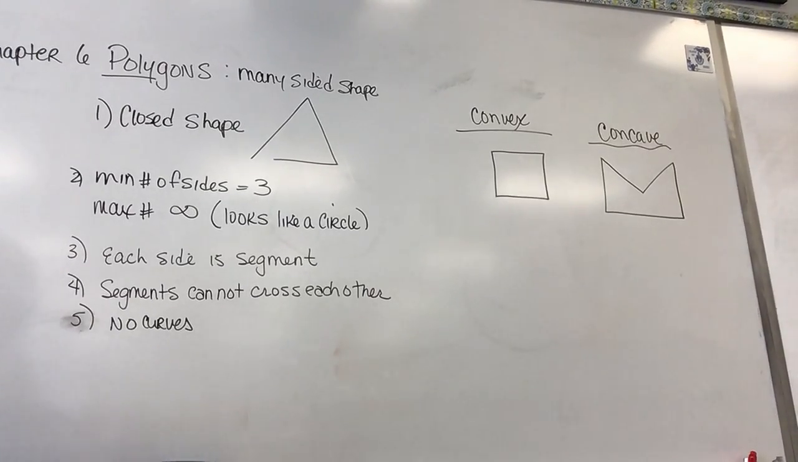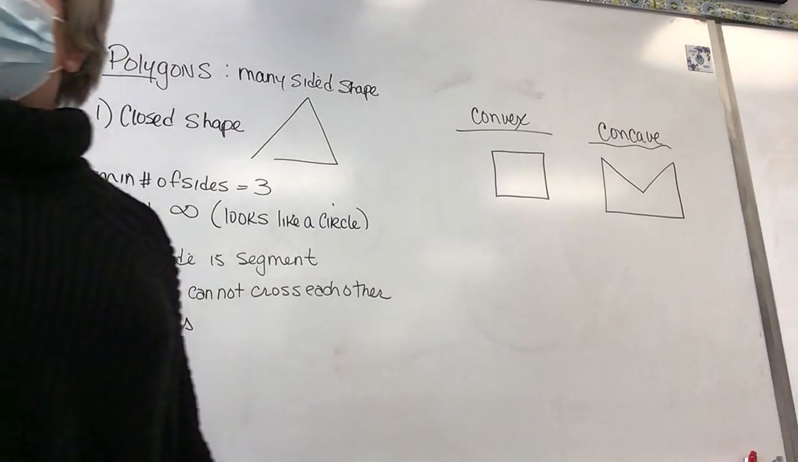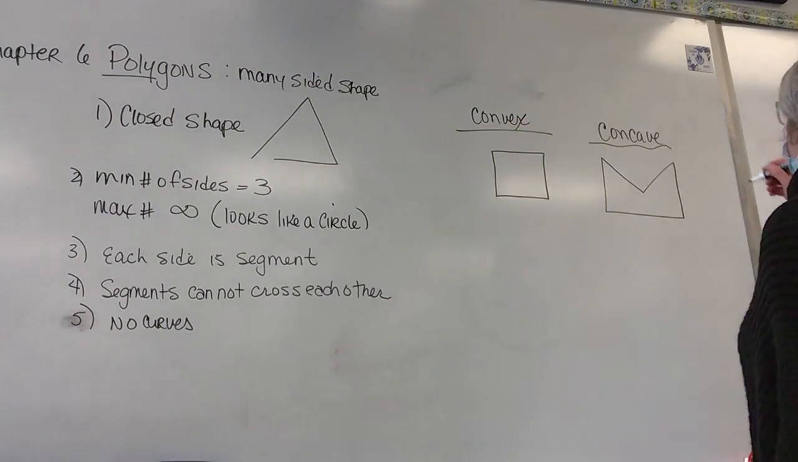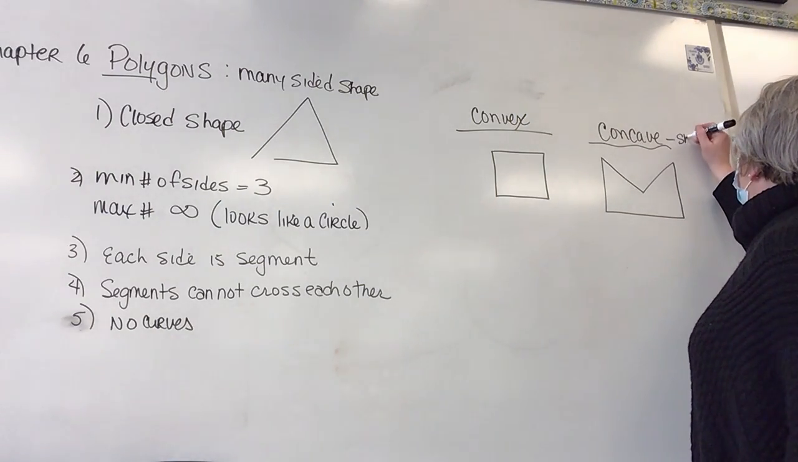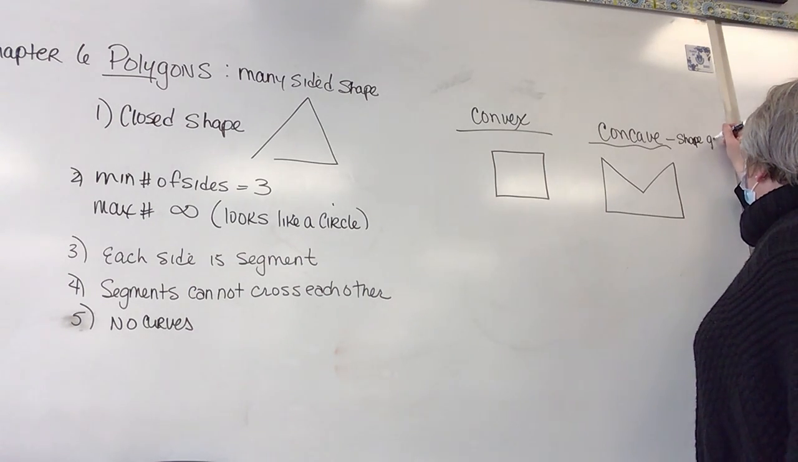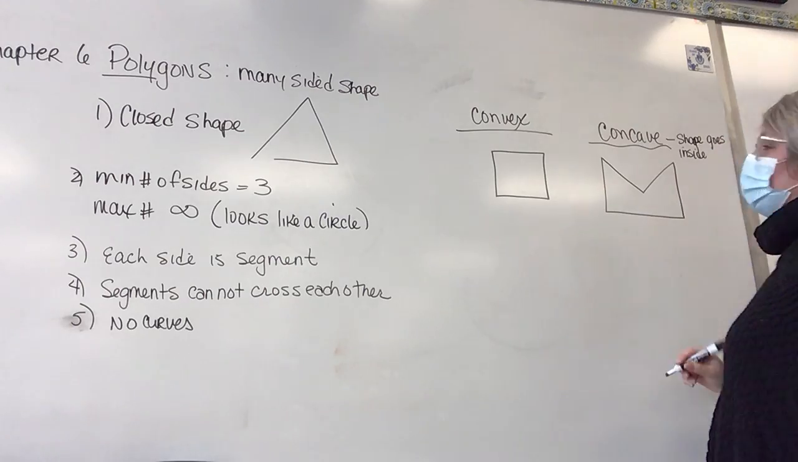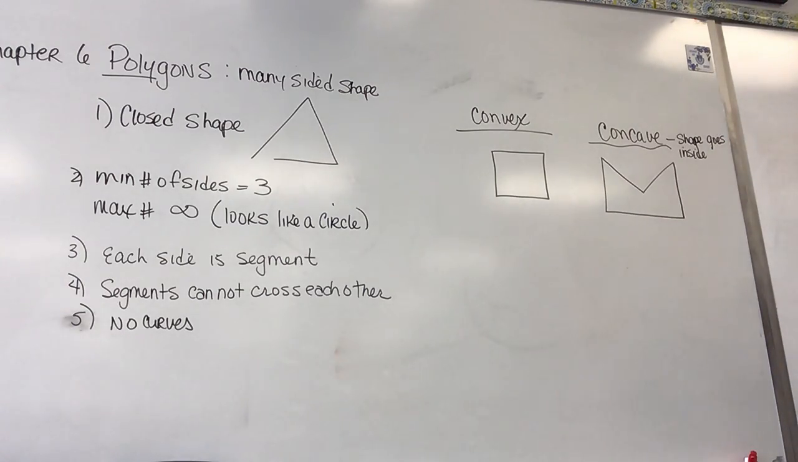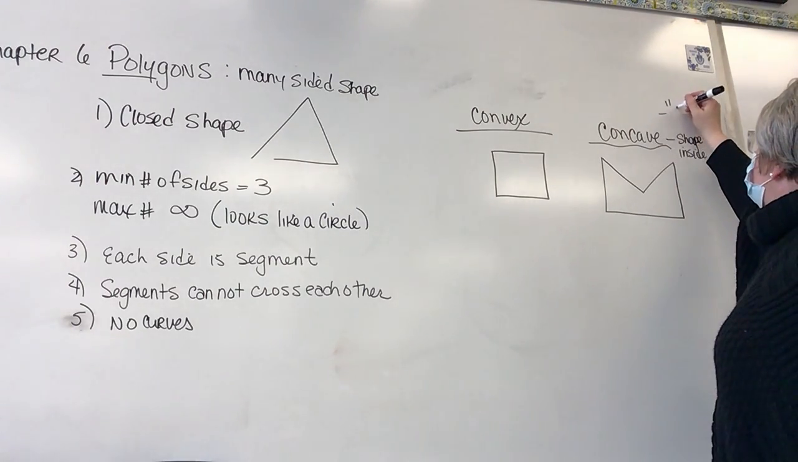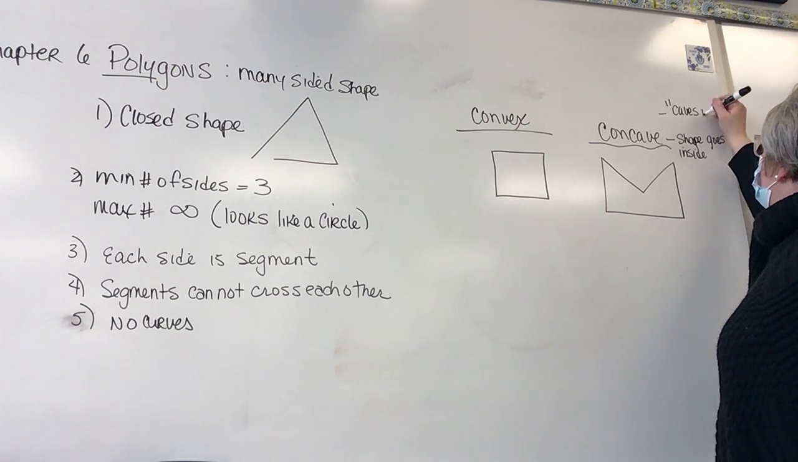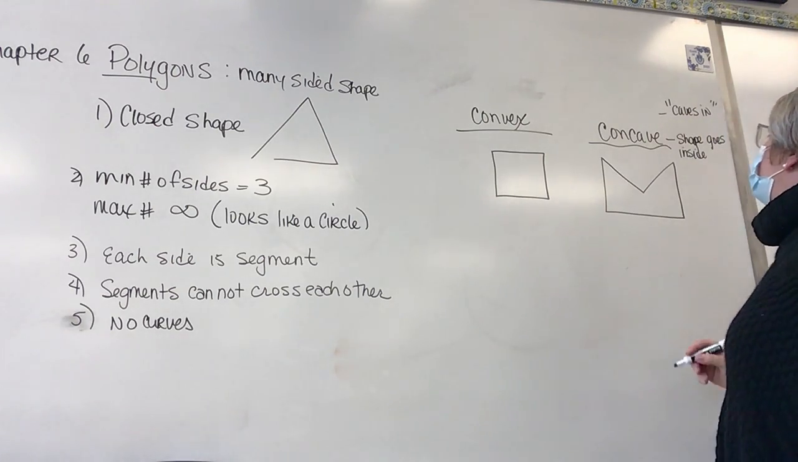Convex is like go down. Yep. It's like concave, there's like an indent somewhere. An indentation somewhere? Yeah. Yeah, I like that. The shape goes inside. I like that. I really like that. Someone in the last class said it looks like it caves in.